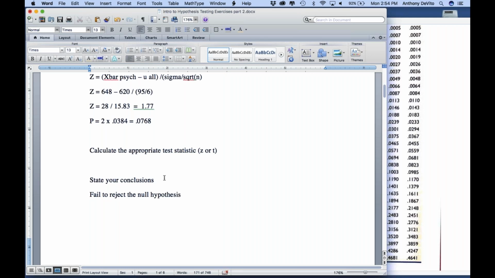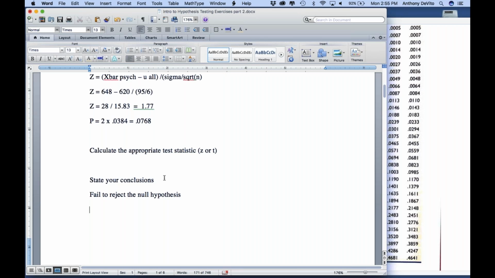And what do you say about your alternative hypothesis? Do you say you accept it? You don't say you accept it because you don't know anything about it. You don't know if it's true or not. You only know that you failed to reject your null hypothesis. So your conclusion is always going to be either you reject the null hypothesis and accept the alternative, or you fail to reject the null hypothesis. End the story.